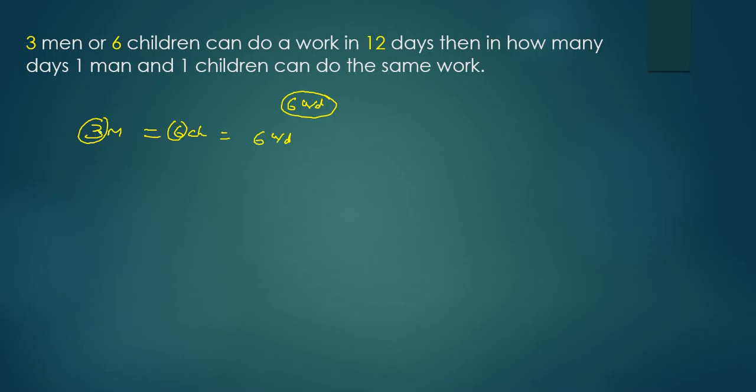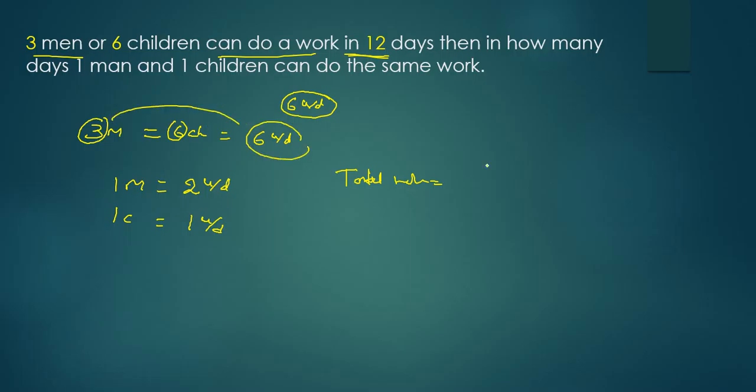If 3 men are doing 6 units per day, 1 man will do how many units per day? 2 units per day. 1 child will do how many units per day? 1 unit per day. What is the total work? Total work is equivalent to what is given: 3 men can do a work in 12 days. It means 3 men's 1 day's work, how much are they taking? 6 units, because 3 men are doing 6 units per day.